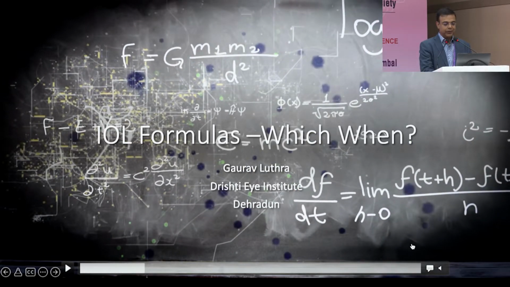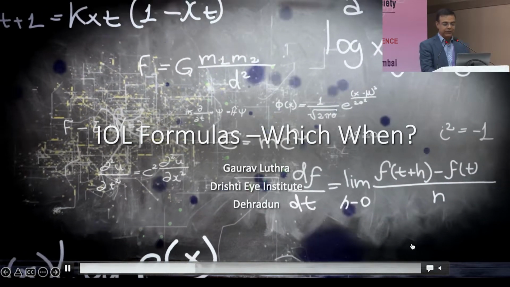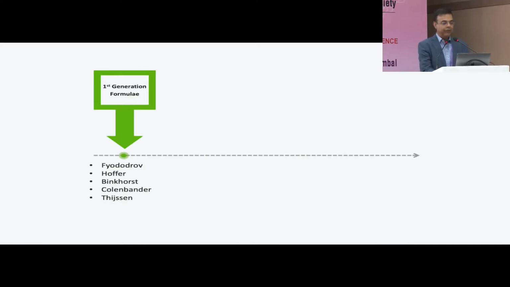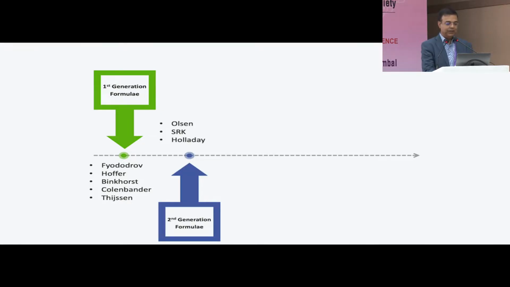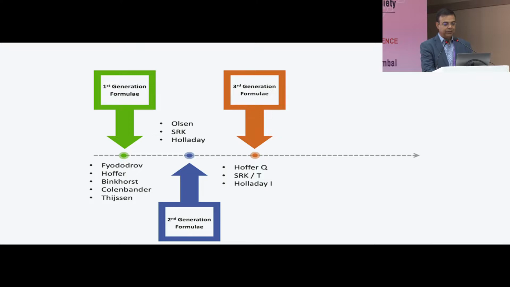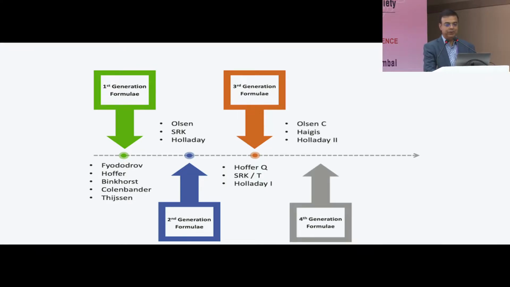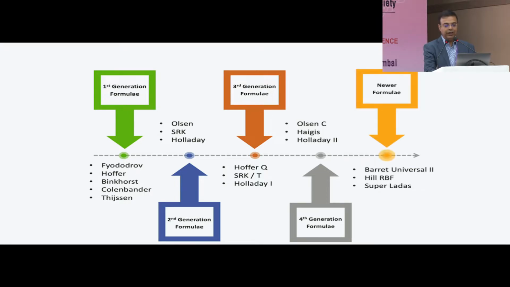And going ahead with the topic, which is actually a huge one. We've come a long way, starting from the first generation formulas, which some of us had the privilege of using, and then going on to the second generation formulas, the Holladay and the SRKs, which we probably used in our college times, and then of course going along to the SRK/T and the Holladay ones, which became popular, and then the fourth generation. So there's been a huge evolution.